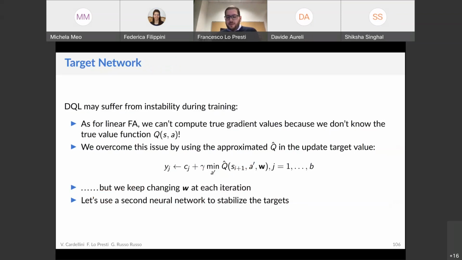There may be a problem with this approach because we are using the network output to compute the update targets, as I mentioned. And the thing is that we train the network using these target values, which depend on the network parameters W, and we keep changing W at each iteration. And this can lead to instability during training. So a solution that you can easily find in the literature is the use of the target network. So we use a second neural network during training to stabilize the targets.